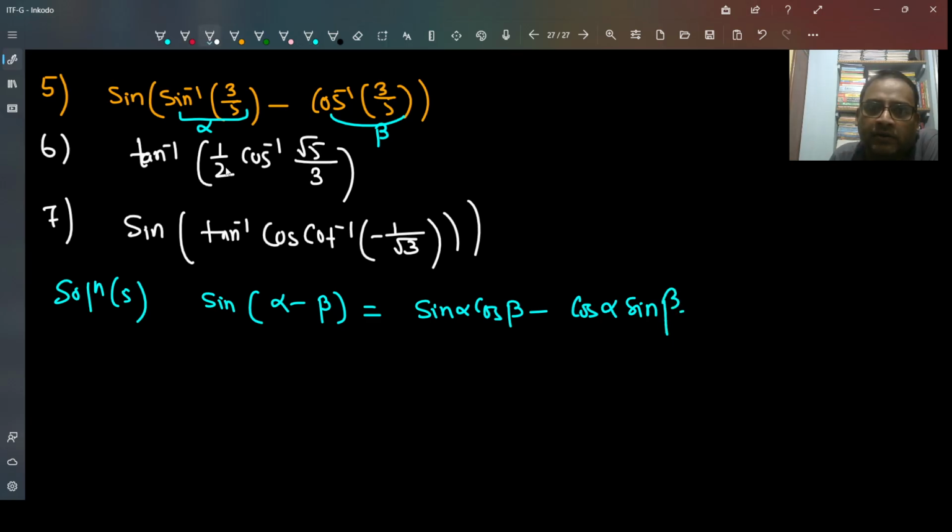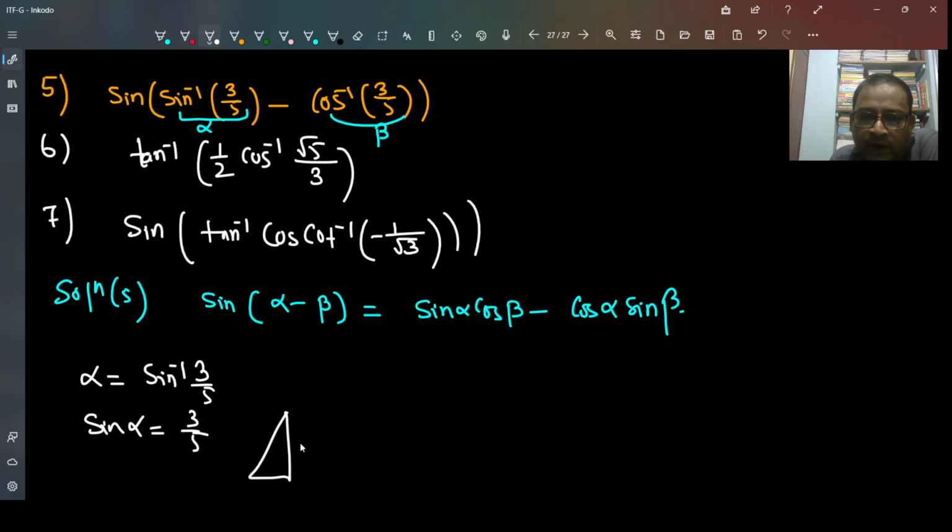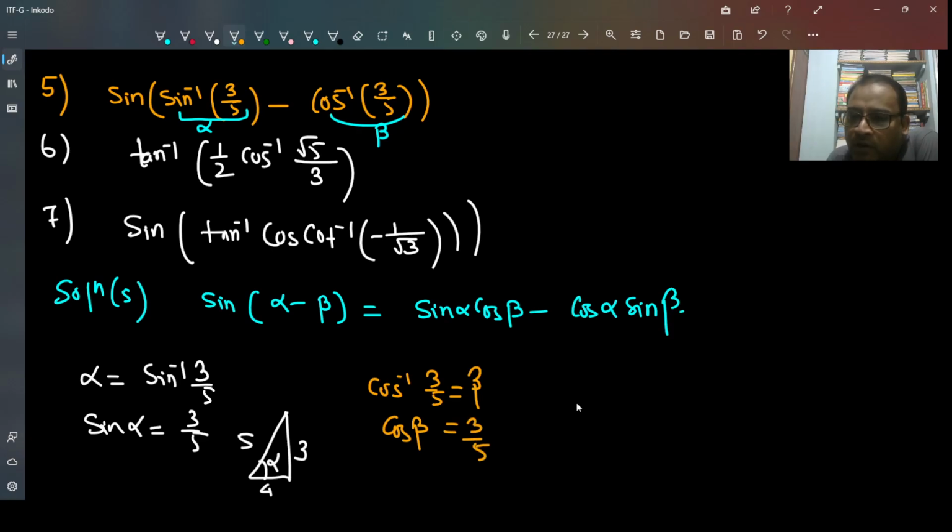And what we know is that alpha is nothing but sine inverse of 3 by 5. So from here we have sine alpha is equal to 3 by 5. Draw one triangle. It is 3, it is 5, so this value is 4. This angle is alpha. Now similarly do for the cos inverse. So cos inverse 3 by 5 is equal to beta. So we have cos beta is equal to 3 by 5. Now we have here, this is 3, this is 5, this is 4, and this one is the beta.